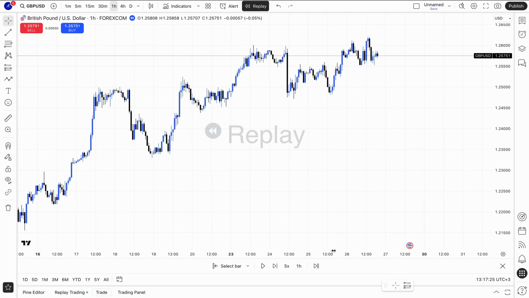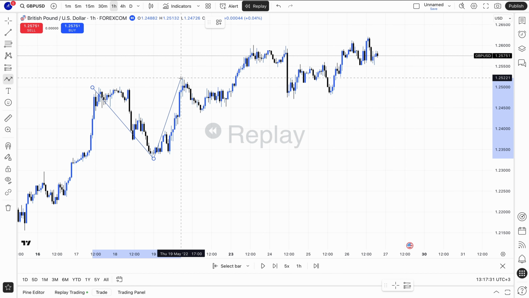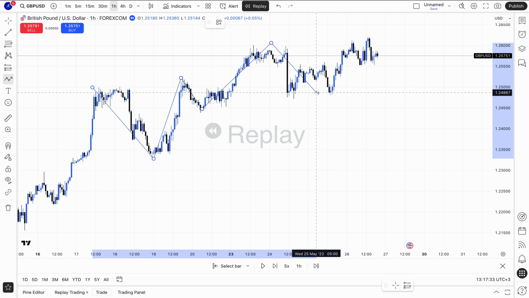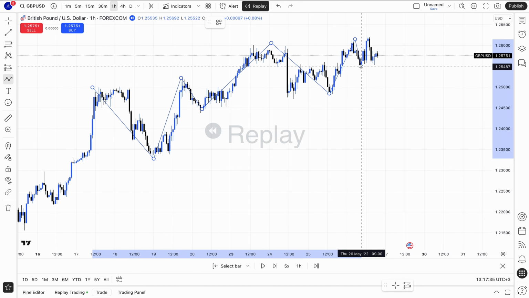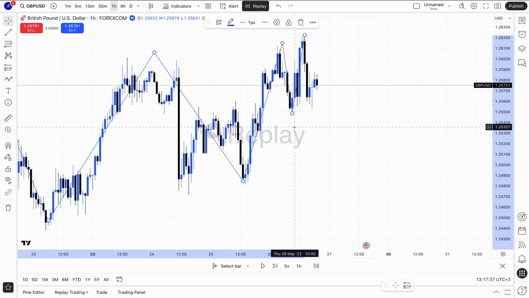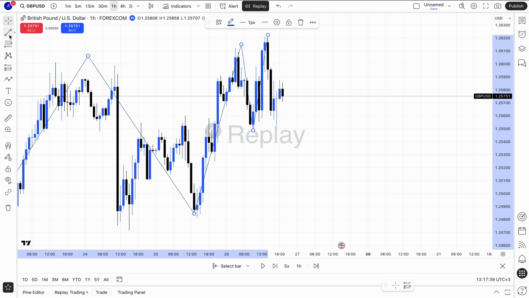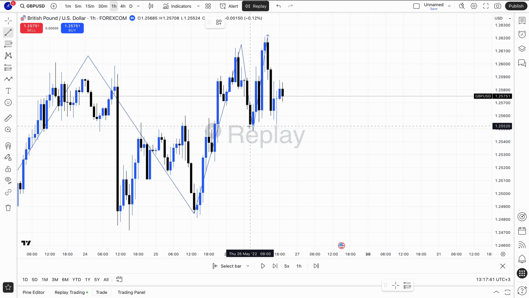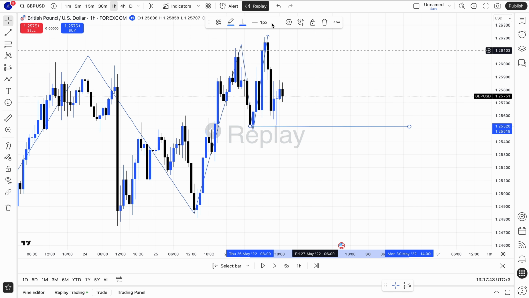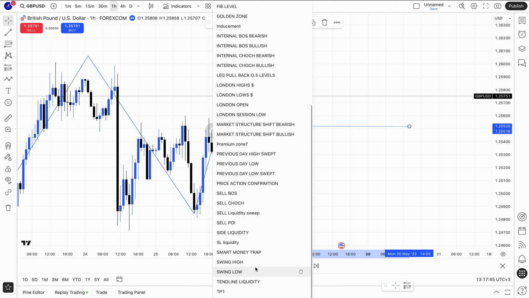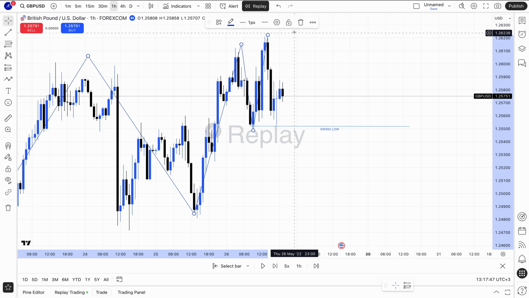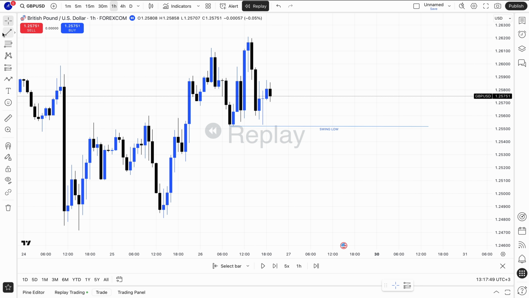Hello guys, back again with our backtesting strategy on GPU, and clearly you can see external structure is moving up, is bullish. So we have our last swing low, and we have our breakout structure to the upside.